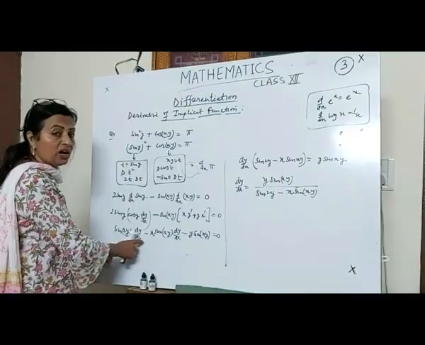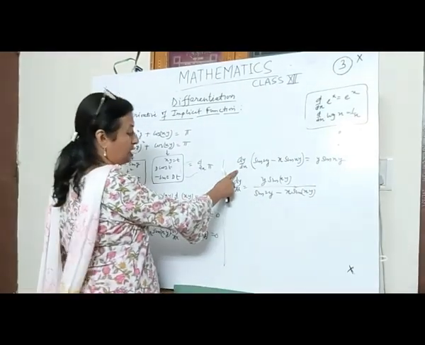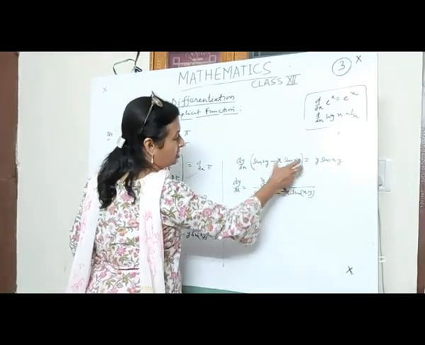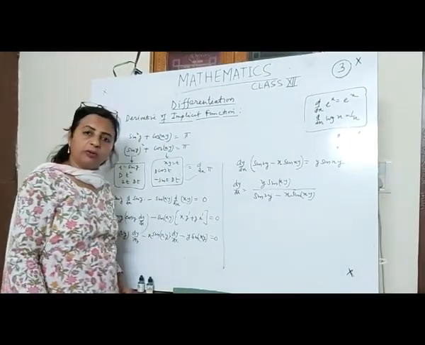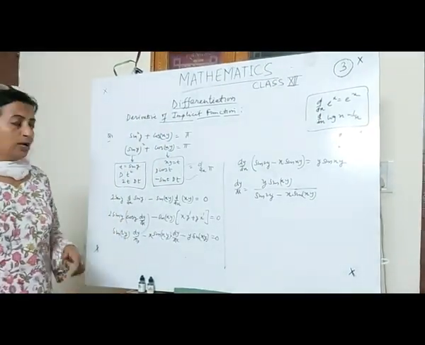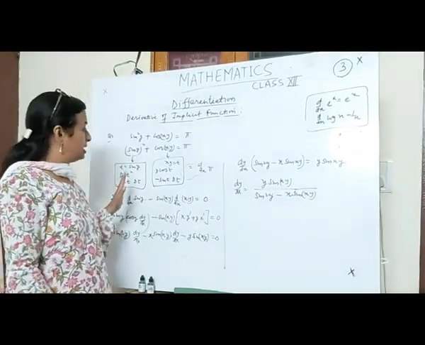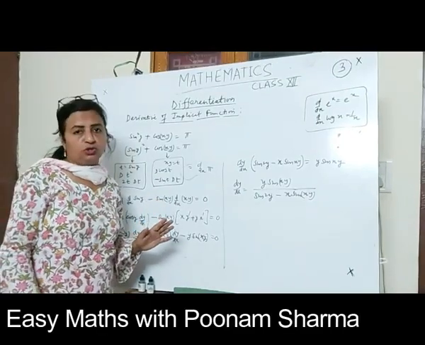Now in these two terms you have dy upon dx. So take dy upon dx common and write the other term on the right hand side. Divide this term by this, you get dy upon dx. So I hope you understood how to find the value of dy upon dx from such type of question.